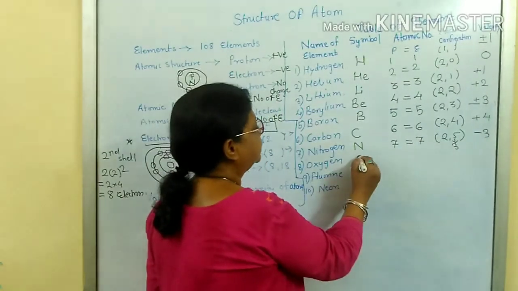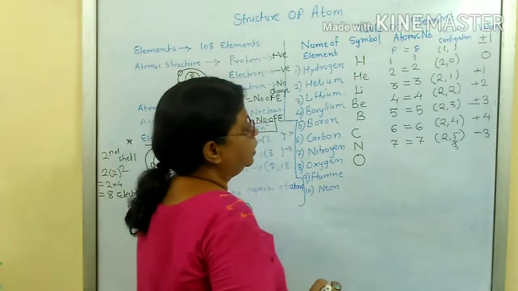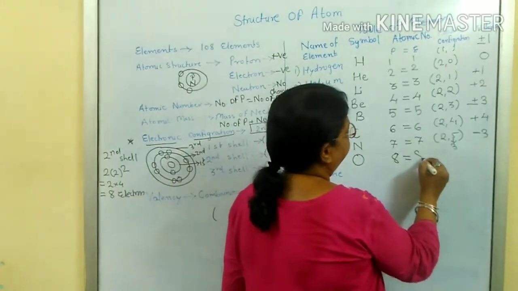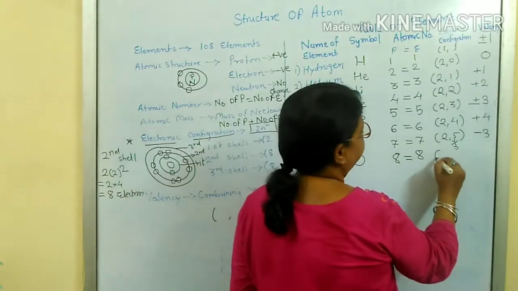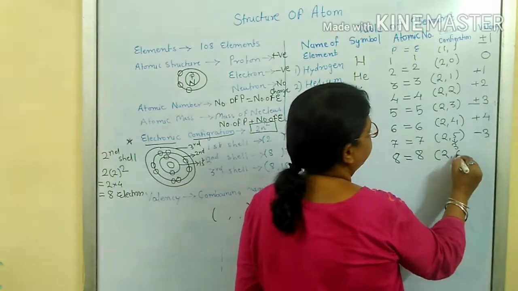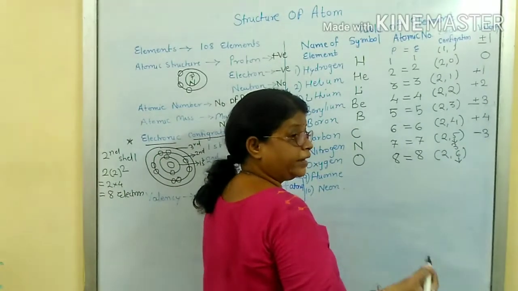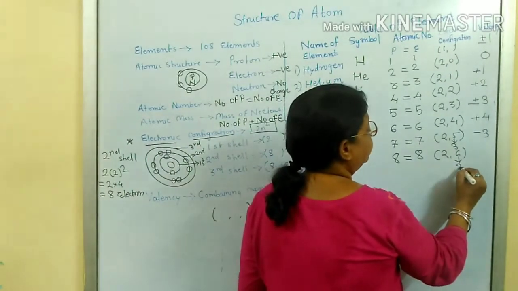Then oxygen has atomic number 8. So proton number 8, electron number 8. So its electronic configuration is 2, 6. Here oxygen takes 2 electrons.